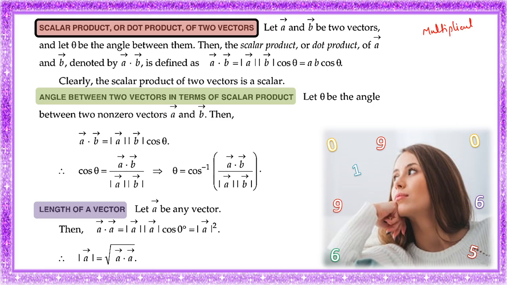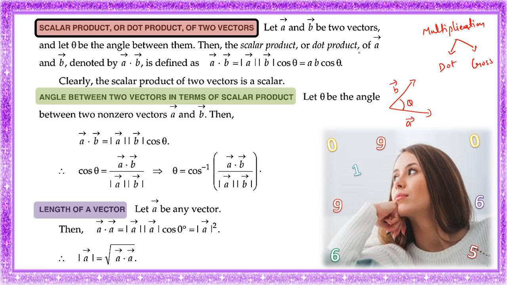One is dot product and the other is cross product. So what is the difference here? We call it scalar product or dot product of two vectors. Let A and B be two vectors and let theta be the angle between them. Let's say this is vector A and this is vector B, and here we have angle theta.